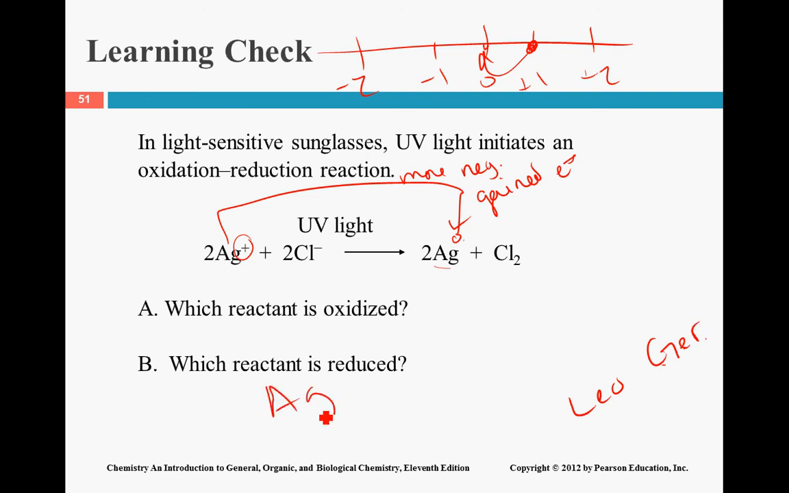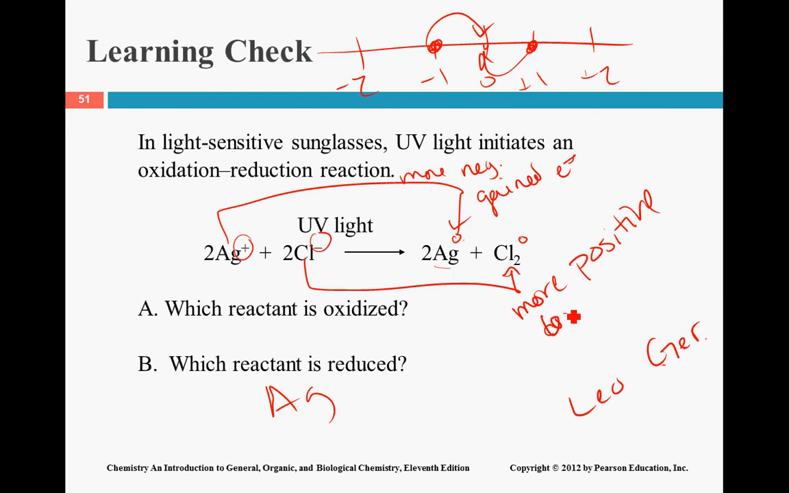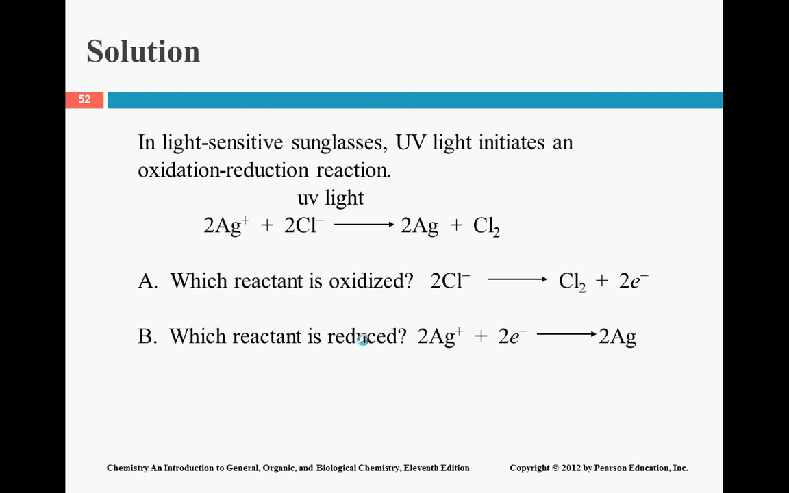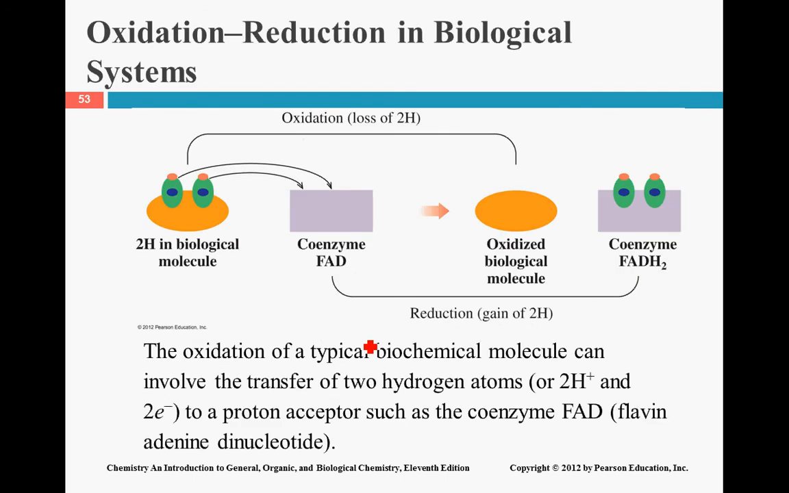That means what's reduced? It would be silver. So if we look at chlorine, it's going from a negative this time to a 0. So we started off here and we're going here. It's becoming more positive, which means we lost electrons here. Lose electrons, oxidized. So that would be chlorine. Alright, that was one example.